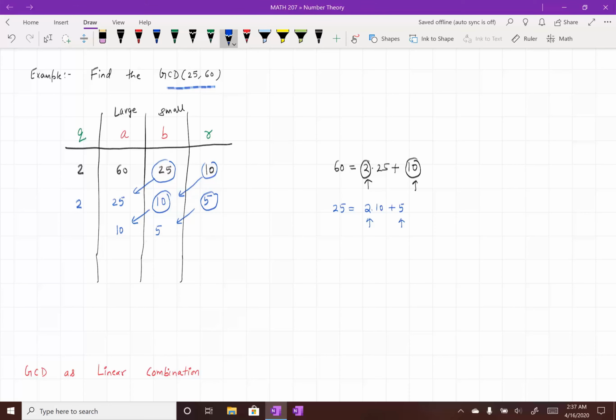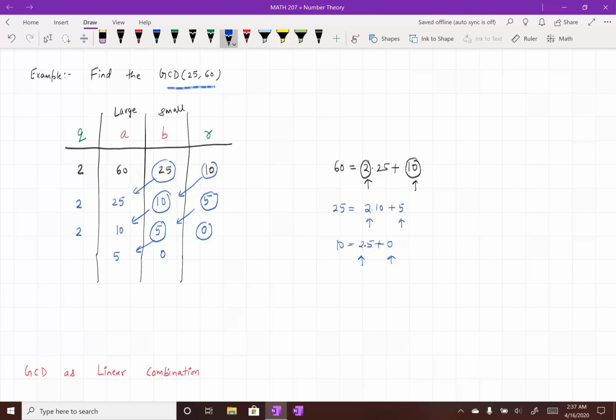And for those values of 10 and 5, you can write 10 as 2 times 5 plus 0. So the quotient here is 2 and the remainder here is 0. So you put 2 here and you put 0 here. And then again you do the shifting of those numbers. So here you will have the 5, here you will have the 0.